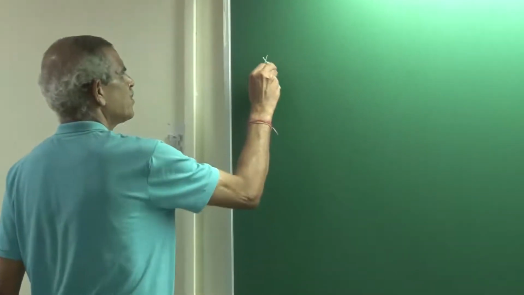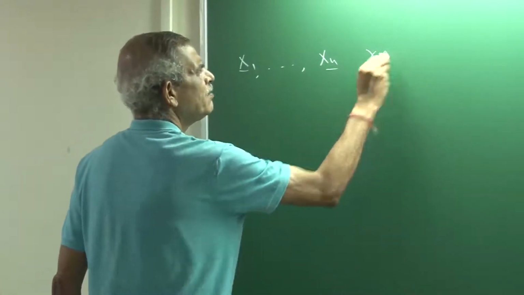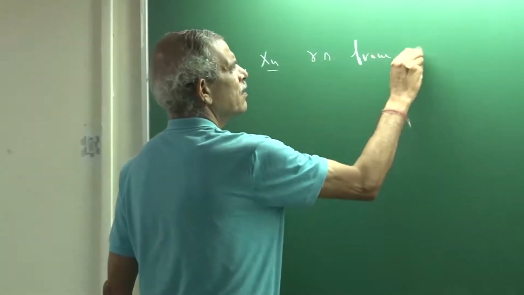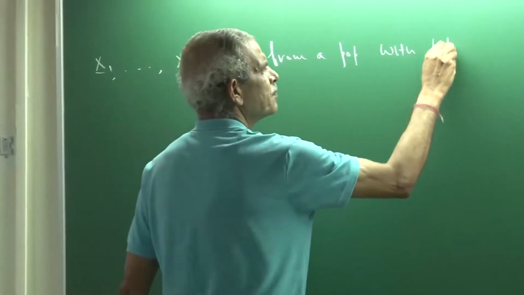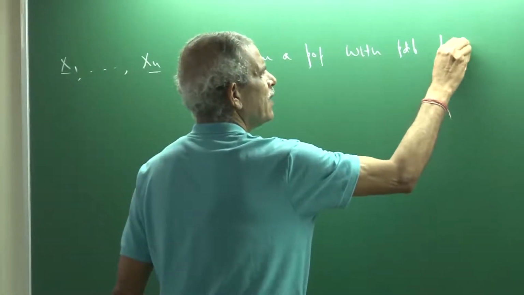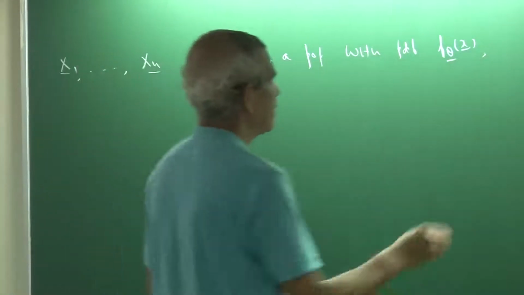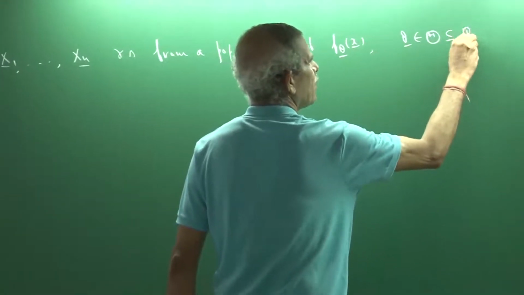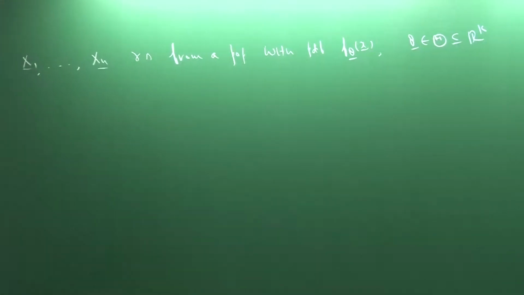So the model which we were considering was you have x1, x2, xn, a random sample from a population with PDF f theta x. So they all have a common PDF f theta x, where theta belongs to some subset capital Theta, which is a subset of Rk, k-dimensional Euclidean space. So your theta is a vector valued thing.